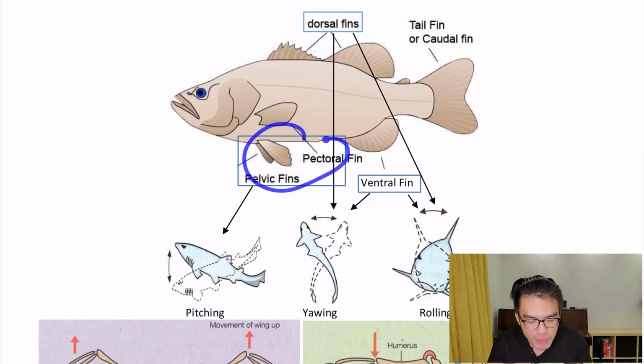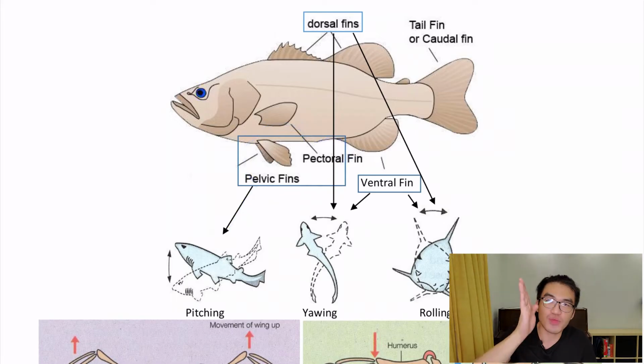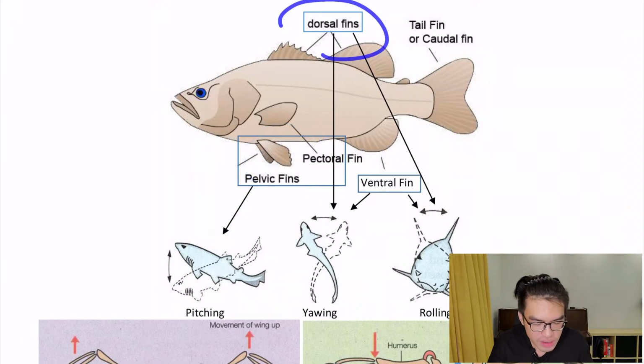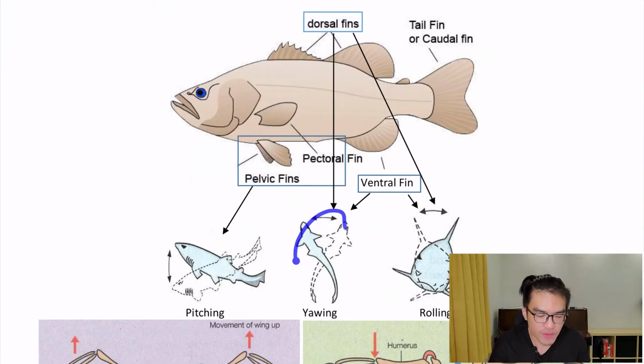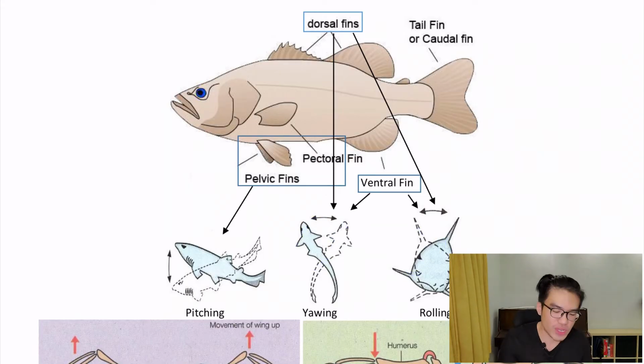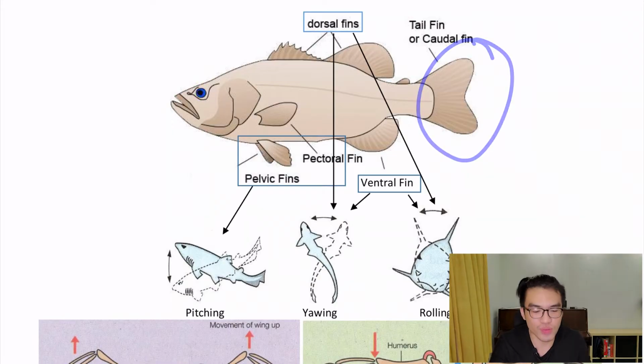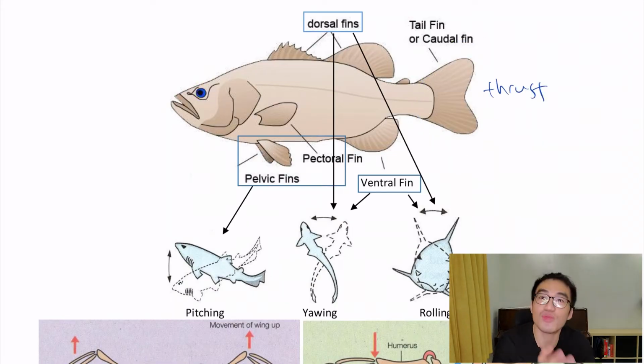Your pelvic and pectoral fins are to stop the fish from pitching. Dorsal and ventral fins are to stop the fish from moving sideways and rolling. We call it yawing and rolling. And of course, the caudal fin is to provide thrust, meaning to push the fish forward. You learn thrust in physics.